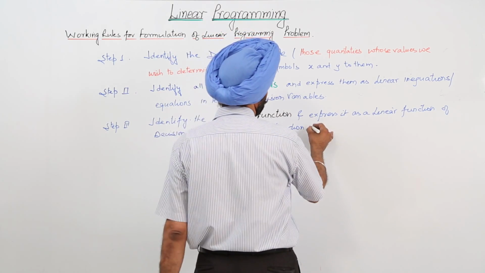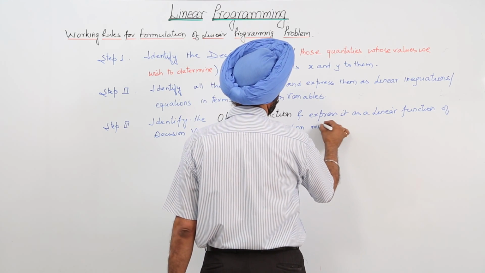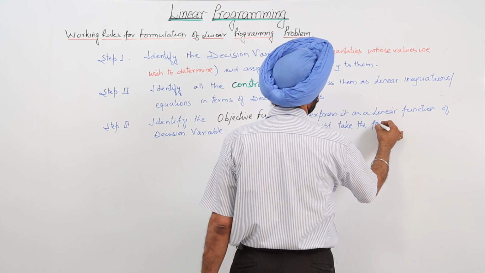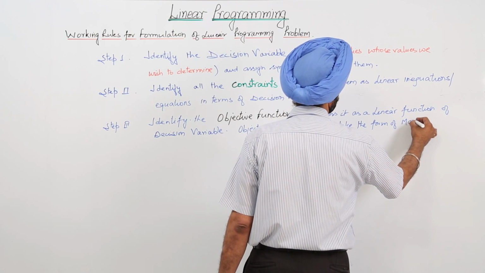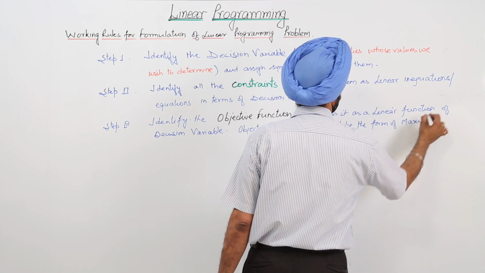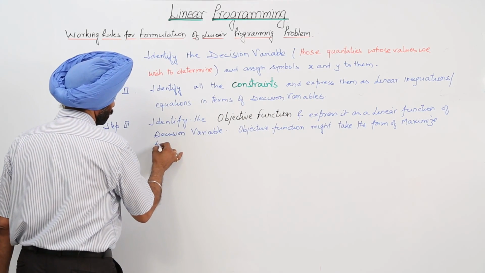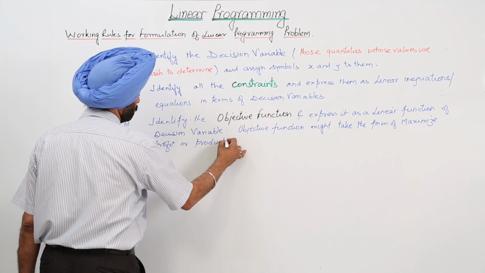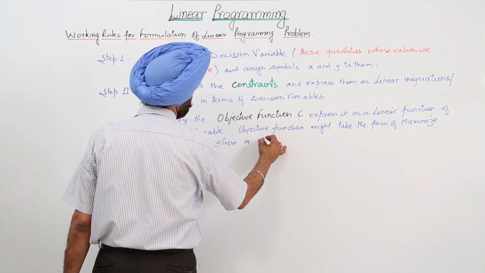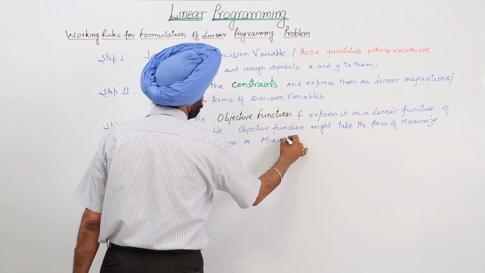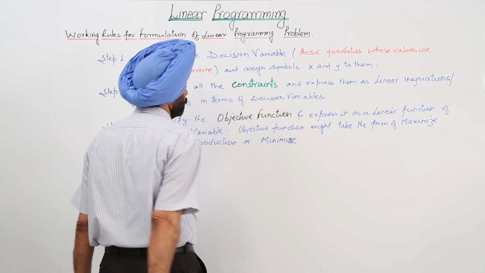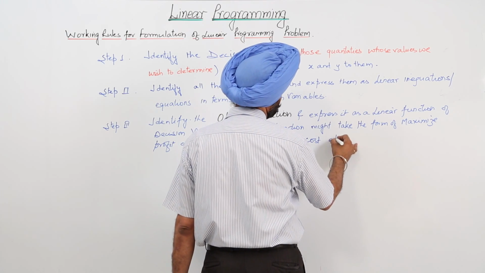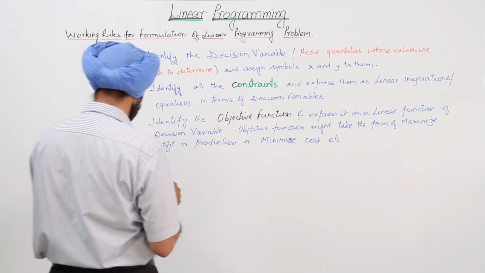The objective function might take the form of maximize profit or production, or minimize production or minimize cost, etc. It depends on the question. Now step number 4.